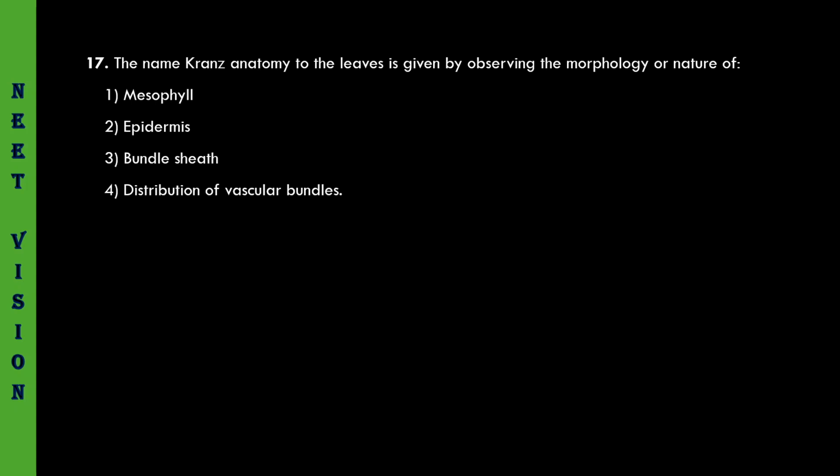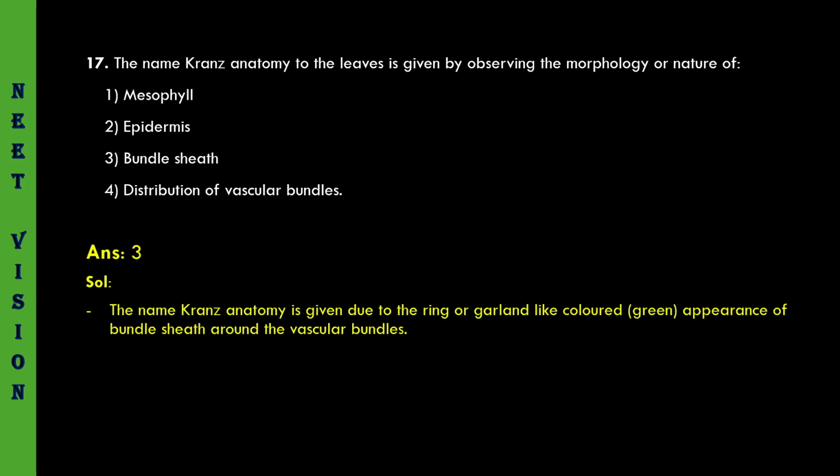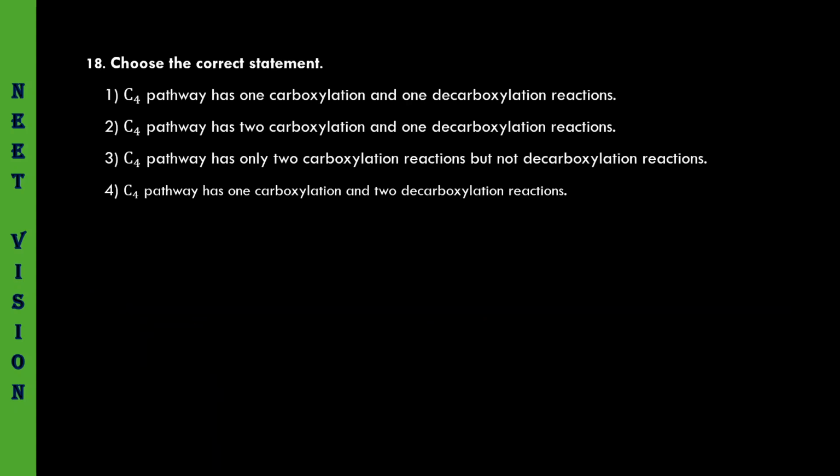The name Kranz anatomy is based on mesophyll? No, not mesophyll. Epidermis? Not epidermis. Bundle sheath, yes. Distribution of vascular bundles? No. It is morphology of the nature of the bundle sheath. Answer 3 must be the correct one. Let us see the answer. Answer 3. Solution: the name Kranz anatomy is given due to the ring or garland-like colored appearance of bundle sheath around the vascular bundles. Coming to the next one.